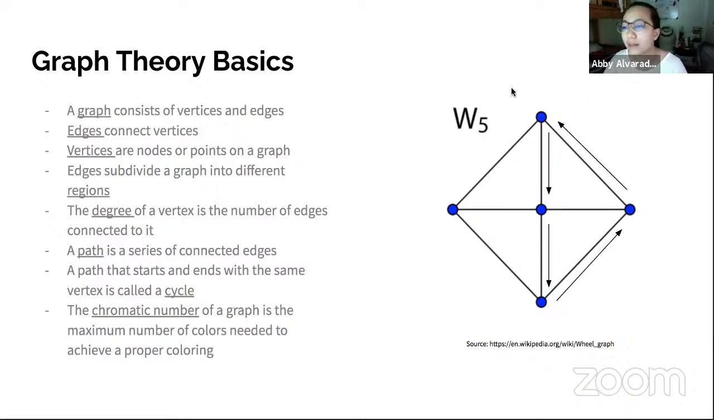And then for the chromatic number, so let's start coloring the graph. So since the northern vertex is already blue, then we should color the western vertex a different color, say red. And then the southern vertex can also be blue. So the eastern vertex should have a different color. So let's color it red. And now, since the central vertex is connected to all the other vertices on the graph, then it should be a different color, say yellow.